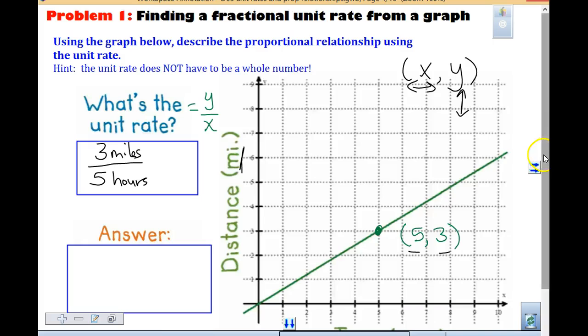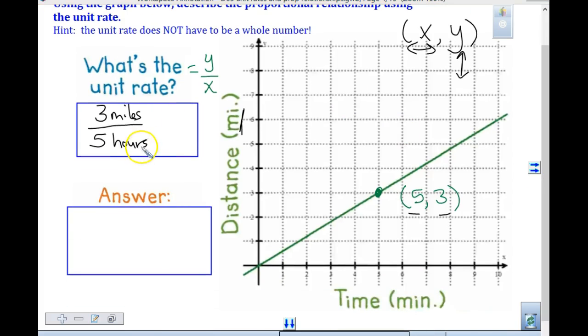Whoop. Is it hours or minutes? Okay, good. Sorry, my fault. Minutes. Okay? So 3 miles in 5 minutes. What's 3 divided by 5? What decimal? 0.6. Right? 6/10, so 0.6 miles in a minute.